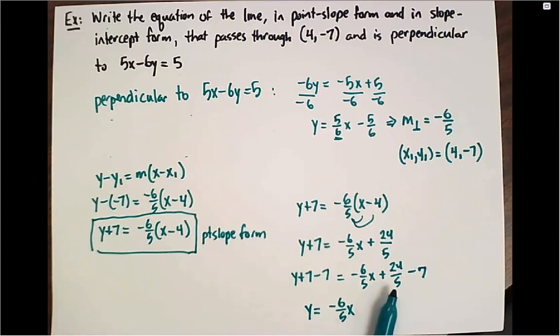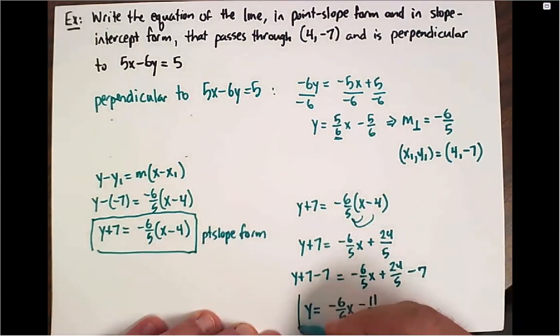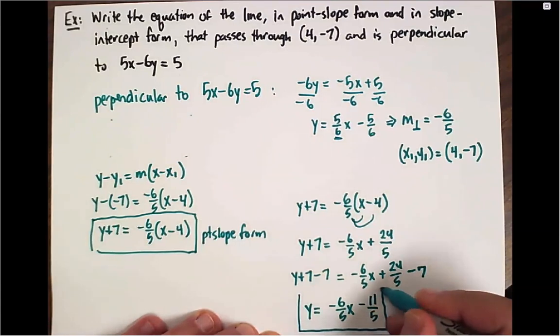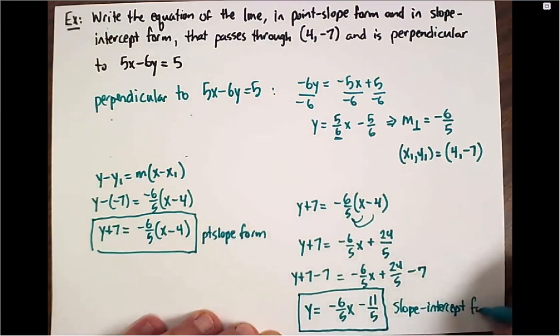So 24 minus 35 is negative 11 over 5. And so that is my slope intercept form.